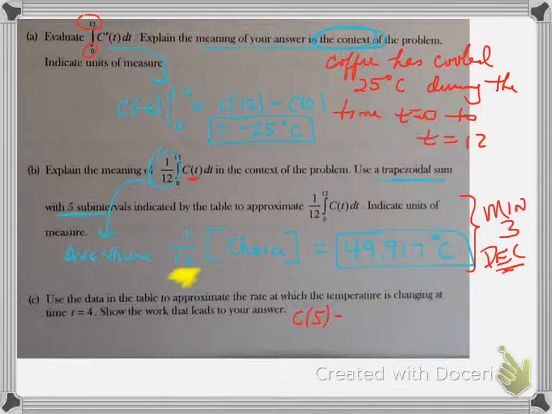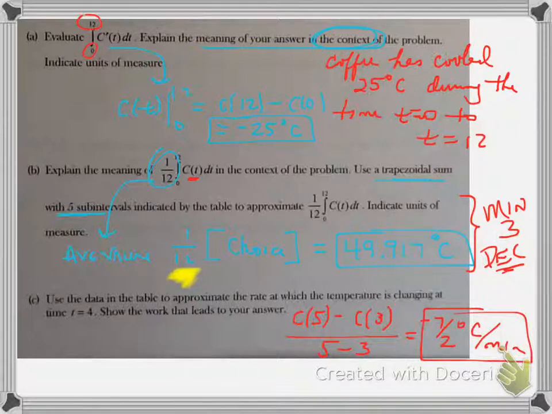And we just do C of 5 minus C of 3 over 5 minus 3, just f of b minus f of a over b minus a there, and we get negative 7/2 degrees Celsius per minute. Remember, it's a rate now, so we want to highlight the units there as well. If you keep seeing "indicate units of measure," tell students that probably means that in scoring they will be awarded a point for units.